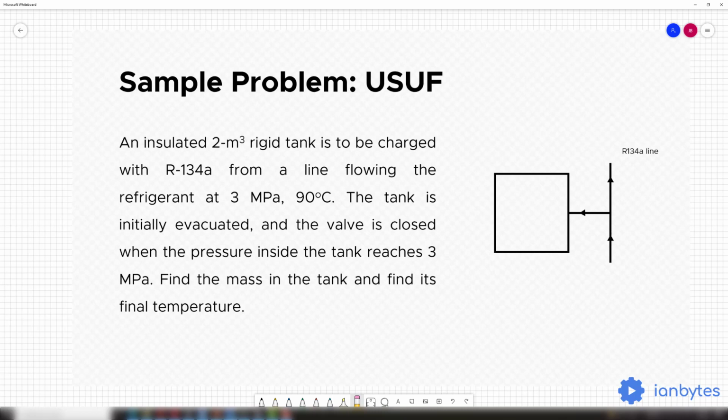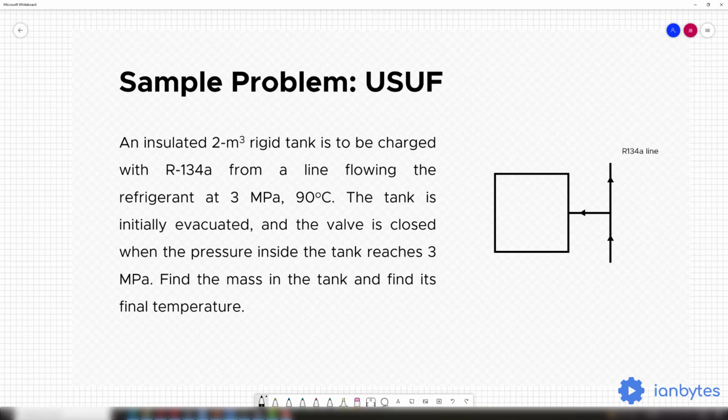An insulated 2 cubic meter rigid tank is to be charged with R134A from a line flowing the refrigerant at 3 megapascals and 90 degrees Celsius. The tank is initially evacuated and the valve is closed when the pressure inside the tank reaches 3 megapascals. Find the mass in the tank and find its final temperature.